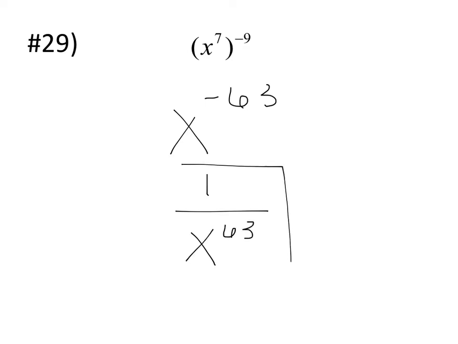So here we go. Alright, so we have x to the 7th to the negative 9 power. So remember, if you take a power to a power, you're going to multiply the exponents. So this becomes x to the negative 63. So we're going to have to drop it like it's hot, becoming 1 over x to the 63.